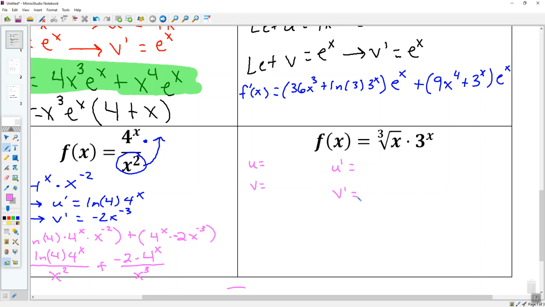All right, what did you guys allow u to equal here? X to the 1/3 power, very good. What's that make u prime then? 1/3 x to the negative 2/3. So it'll be 1/3, pull that power out front, x, let's see, 1/3 minus 1 would be an exponent of negative 2/3. Give me a show of hands, how many agree on u and u prime right now? Okay, how about v? What do we allow v to equal then? 3 to the x. Okay, this is exponential, so by rule, what's v prime have to be? Natural log of 3 times 3 to the x.